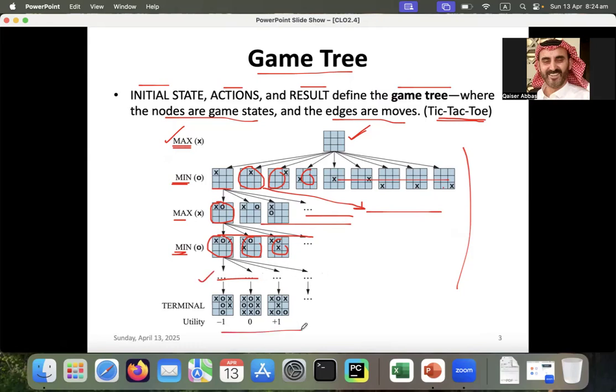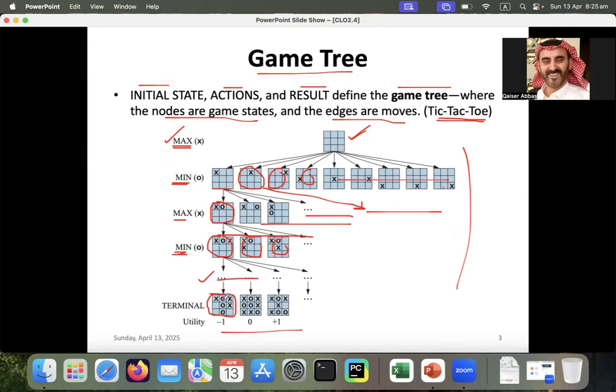And finally, we are representing some of the terminal nodes to get the understanding. For example, if you reach this terminal node, where you have 3 marks for the max and 3 marks for the min, and here min has, you know what tic-tac-toe is, it is just making a row or a column or a diagonal.